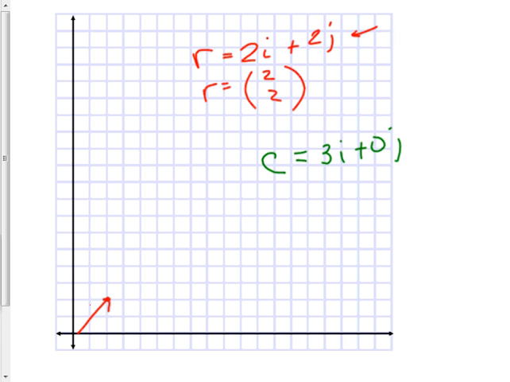This one was R. You get 3I just means go 3 to the right, so it looks kind of like that. And the column vector is 3, 0. Now, using any method you'd like, tell me what you get when you do R plus C.